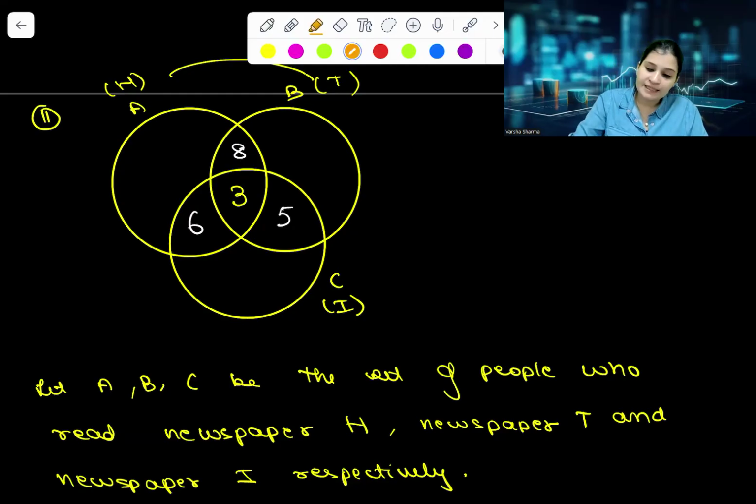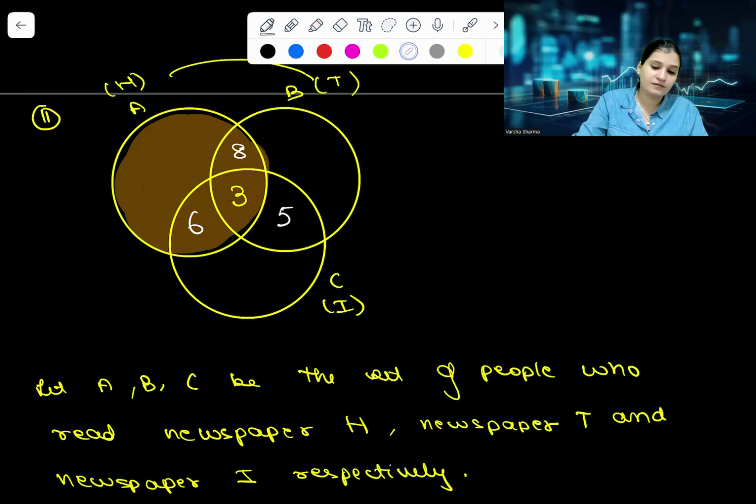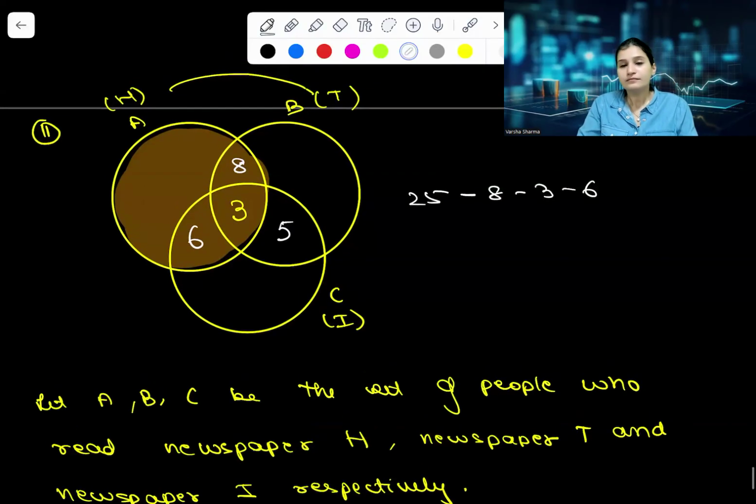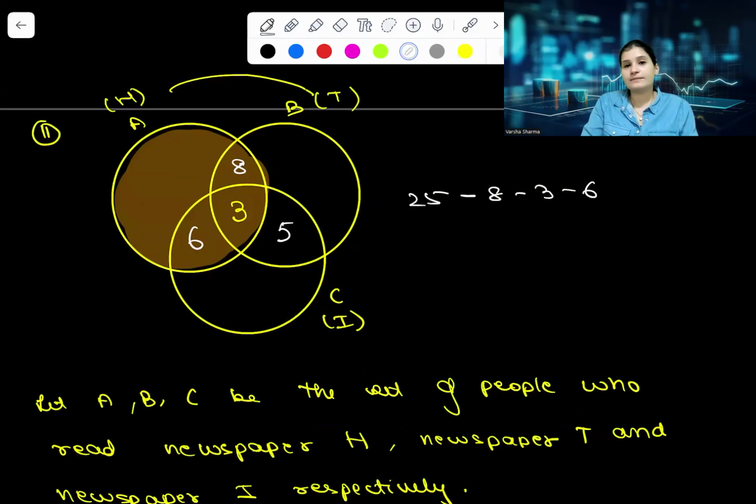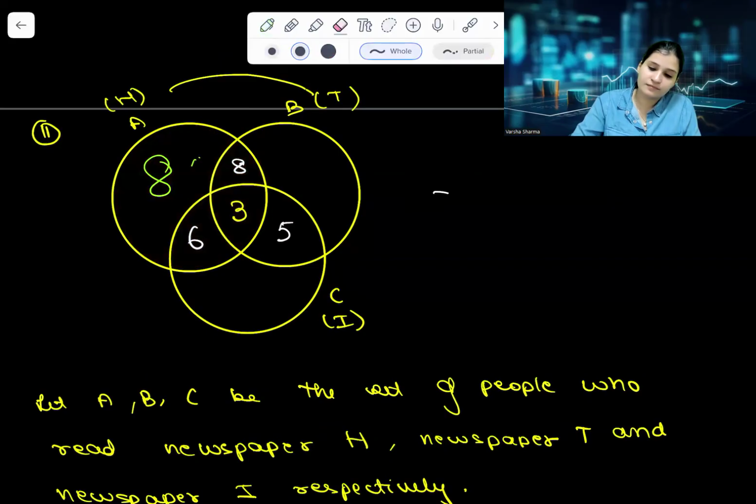So now you tell me in this H circle A, how many people read newspaper H? 25. Out of 25, already 8, 3 and 6 are sitting. How many left? 8. So 8 will come here. Clear?